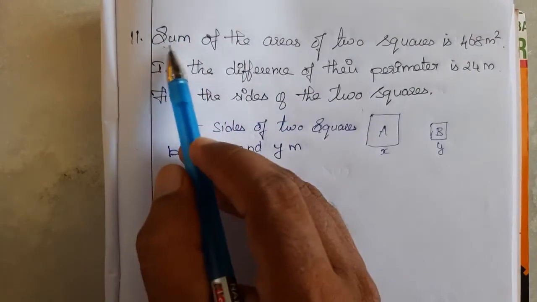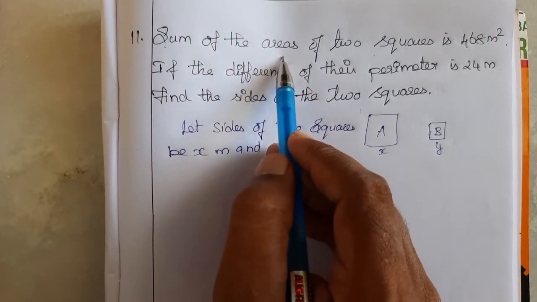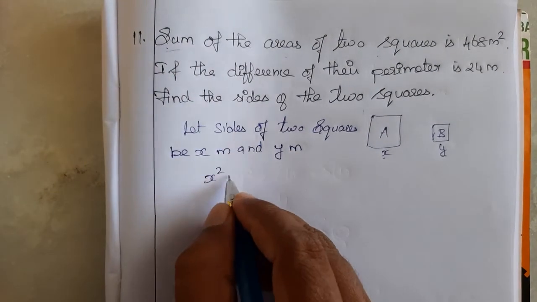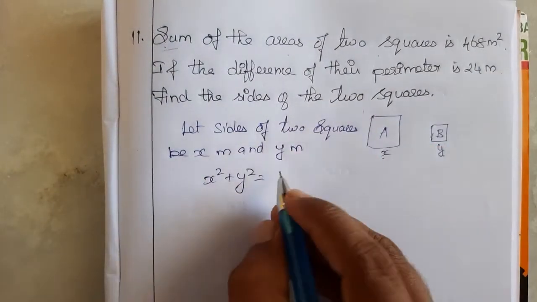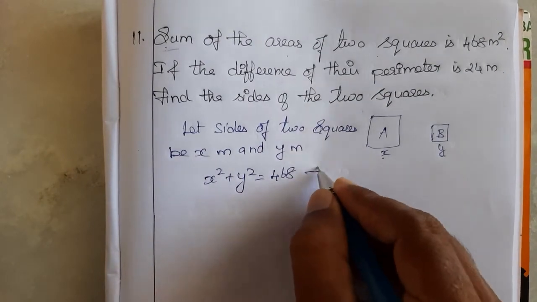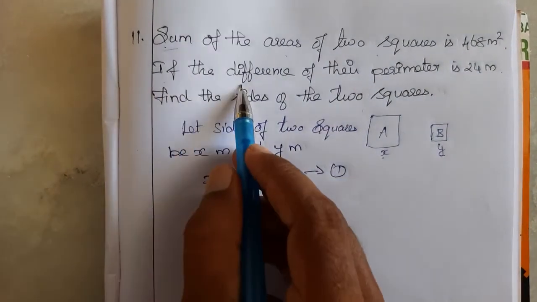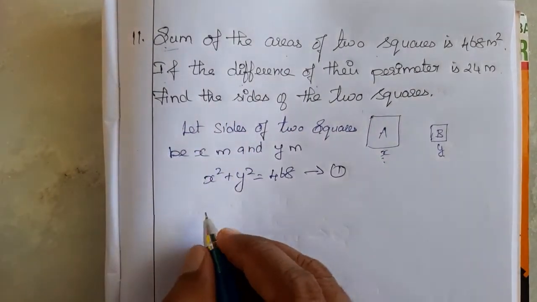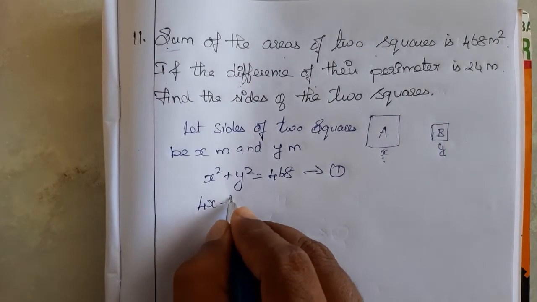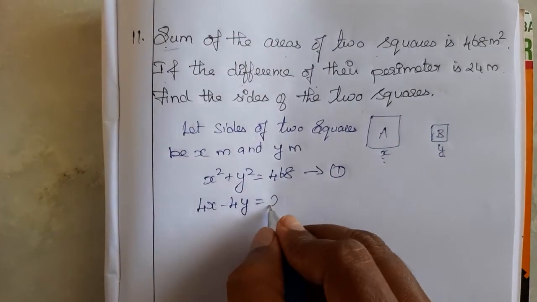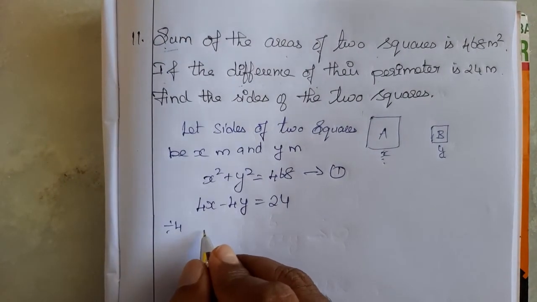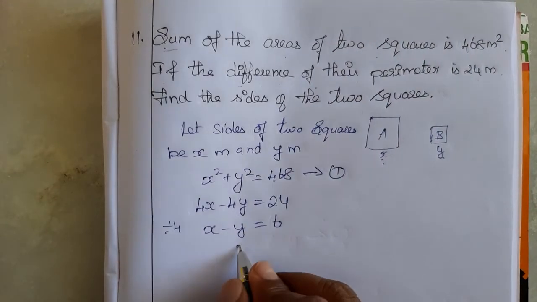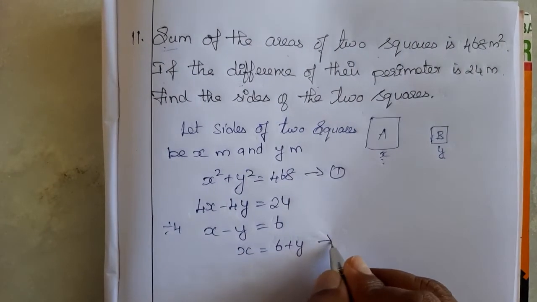The first condition is the sum of areas of the two squares. The area of a square is a squared, so here x squared and y squared, and we are adding them. So x squared plus y squared is equal to 468. Let me take it as equation 1. For the second condition, the perimeter of a square is 4a, so 4x minus 4y is equal to 24. Dividing everything by 4, x minus y is equal to 6. Solving for x, we get x equals 6 plus y, equation 2.